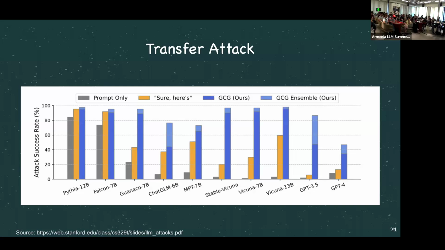Maybe you mentioned this, but I missed it. Was this the same attack applied to all models, or did you find that it's different attacks for each one?